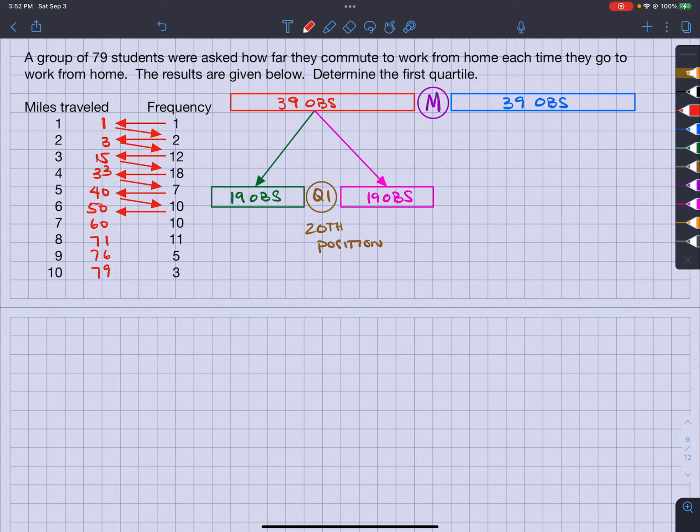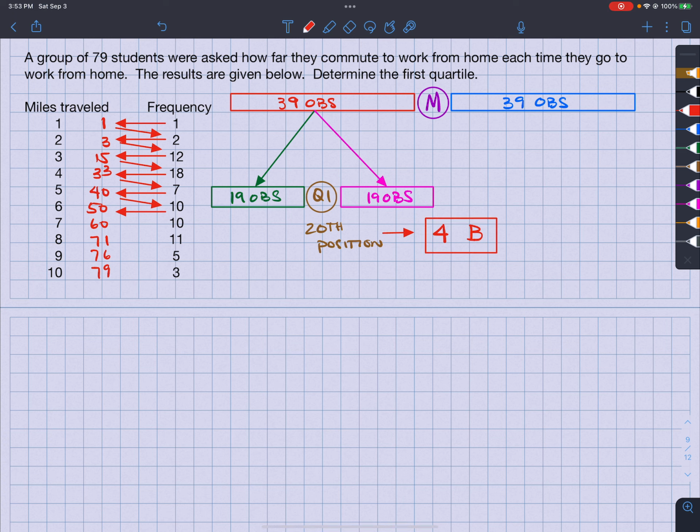Okay? So that's the way you have to think about it. The 20th position is between the 15th and the 33rd position, which is going to be 4. So this 20th position is going to be a 4. With that being said, that is going to be choice B.